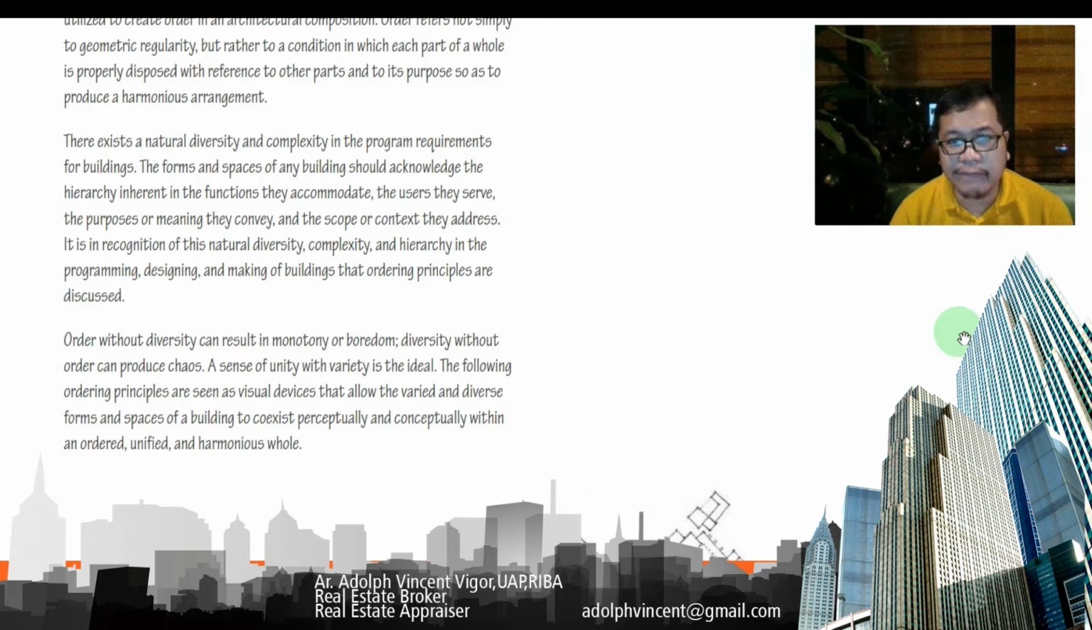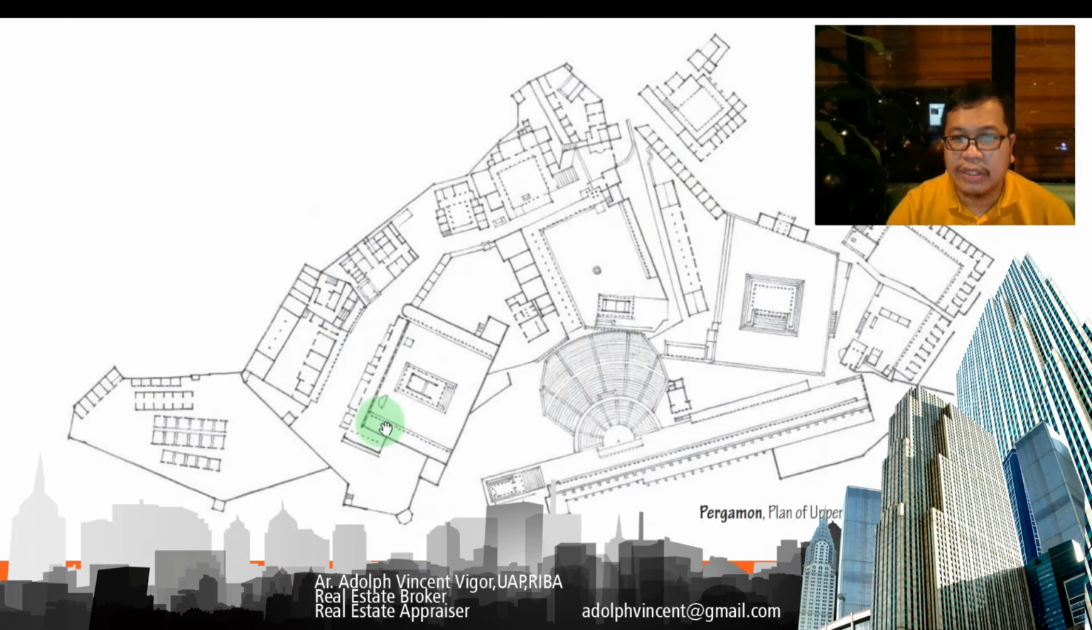The following ordering principles are seen as visual devices that allow the varied and diverse forms and spaces of buildings to coexist perceptually and conceptually within an ordered, unified, and harmonious whole. So this is an example of Pergamon. This is the plan of the upper city. This is 2nd century BC. I think this is already discussed in your history. So if you can see class, it's a combination of different ordering principles.